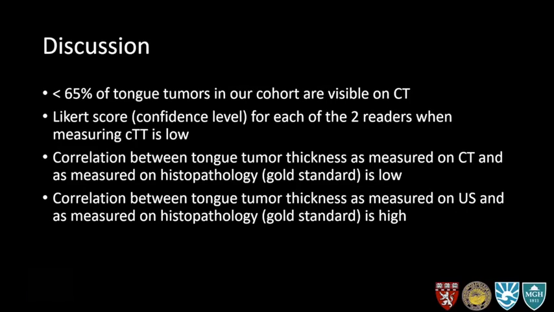So in our cohort, we had fewer than 65% of tongue tumors with visible tumor on CT. The Likert score for even the visible tumor was pretty low, ranging between 0 and 1. The correlation between the tumor thickness measurements on CT and histopathologic measurements was low, and the correlation between the tongue tumor thickness as measured on ultrasound and histopathology was high in comparison.